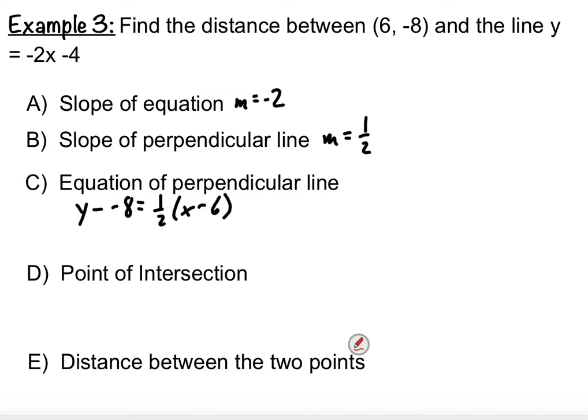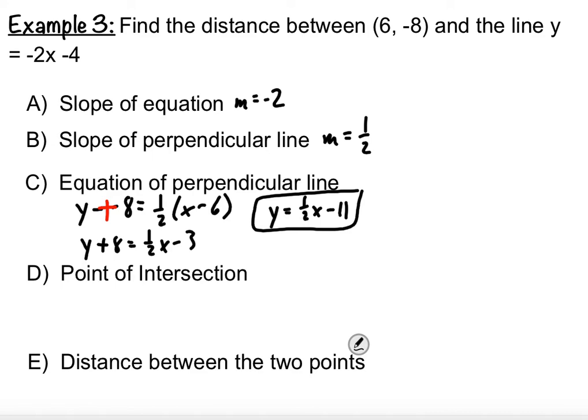That minus and minus on the left-hand side make a plus. Distribute your 1/2 through. Go ahead and bring over the 8, so subtract 8 from both sides. And there's the equation of our perpendicular line. Now we have to find the point of intersection.